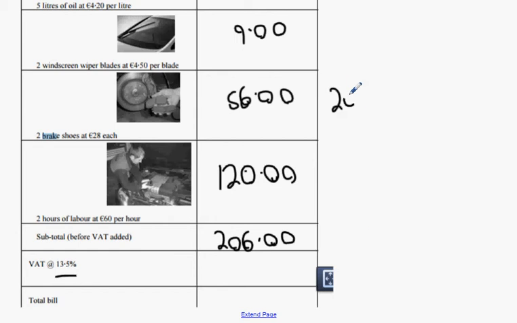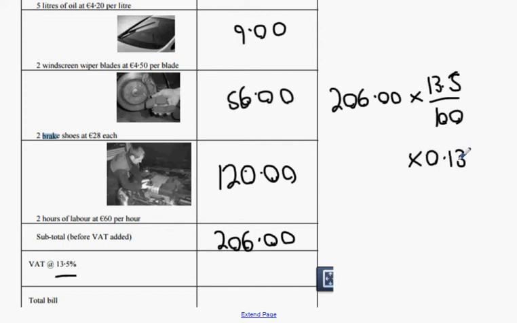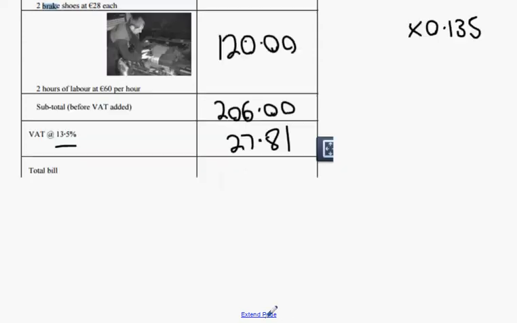Get your 206, multiply it by 13.5 over 100, or you could also do it by multiplying by 0.135. And then when you add them together, you get the grand total bill.